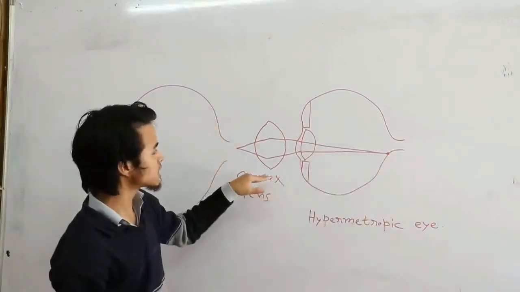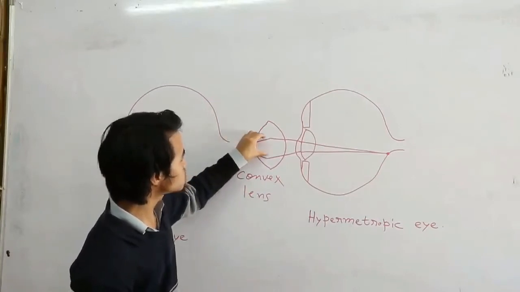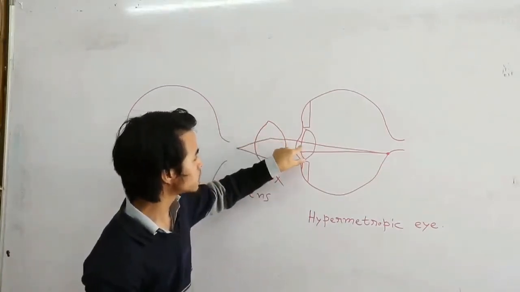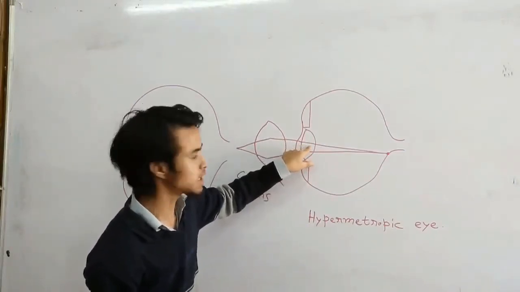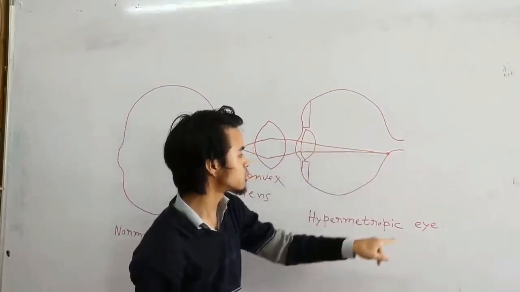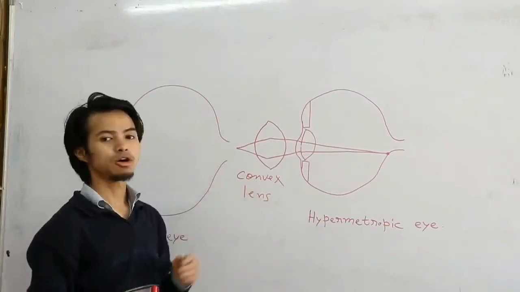But if you place a convex lens in front of the hypermetropic eye, the light rays coming from the near object will get bent first by the convex lens, and then on entering the cornea also will get bent, and then on entering the crystalline lens also will get further bent, and hence we can focus the image on the retina, and so we can see a clear image of that near object.